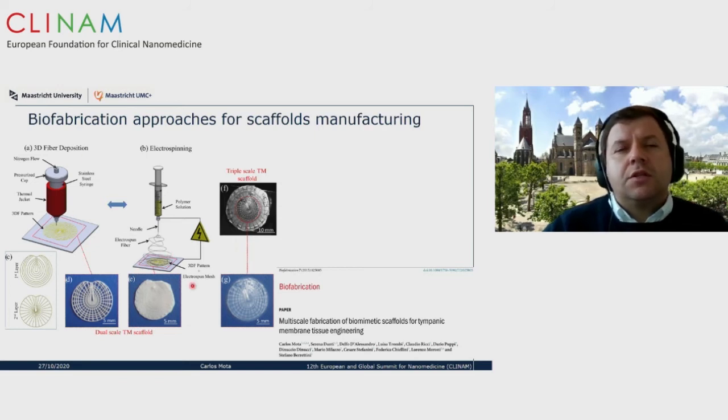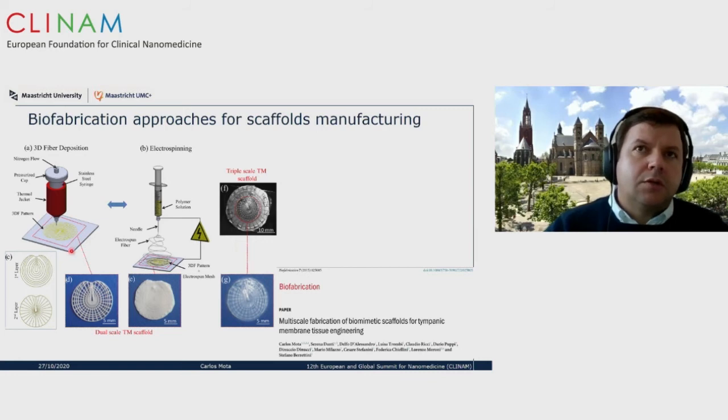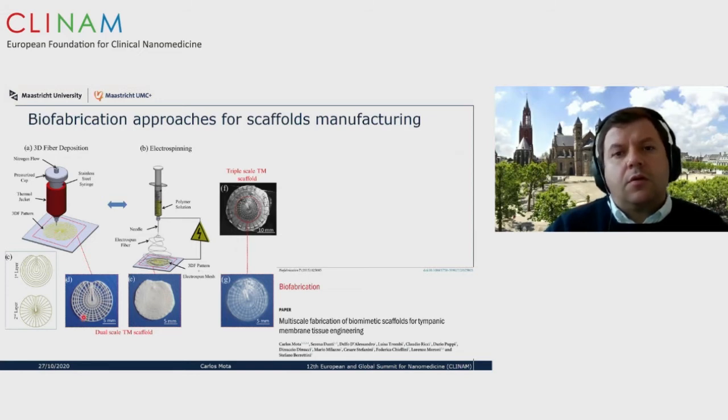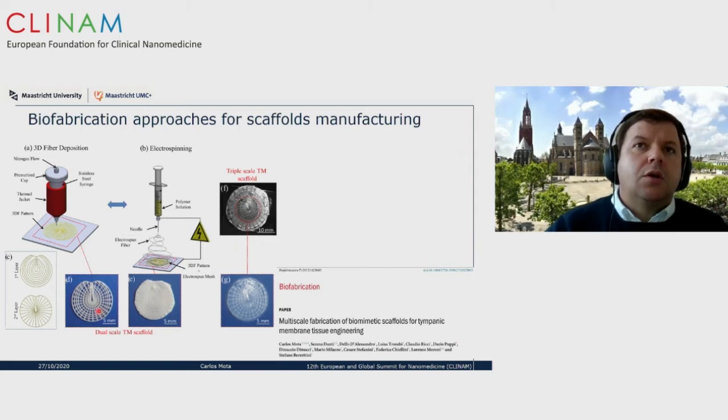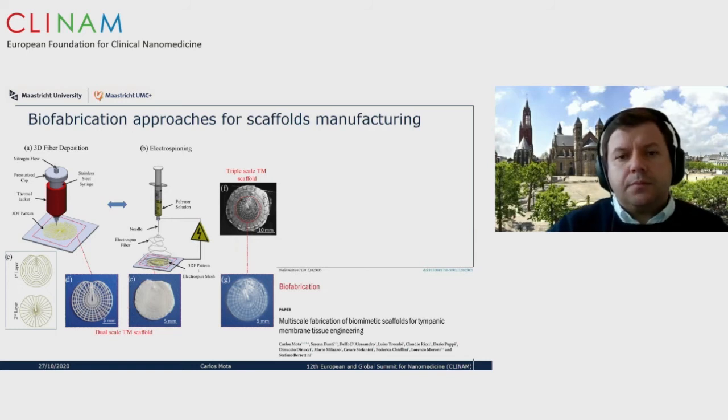So the limitation at this stage was that there were some technology limitations. For instance, to give you an idea, the filaments that we could produce at that time with 3D printing were around 300 microns. So this was normally an implant that was rather stiff. So we wanted to optimize that.